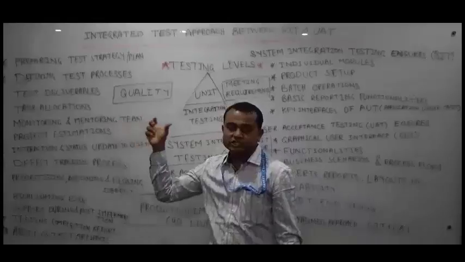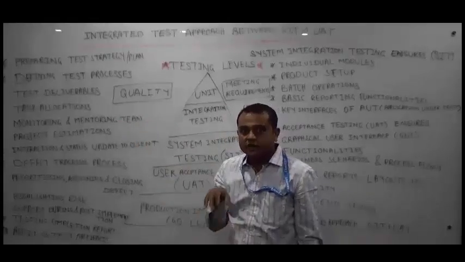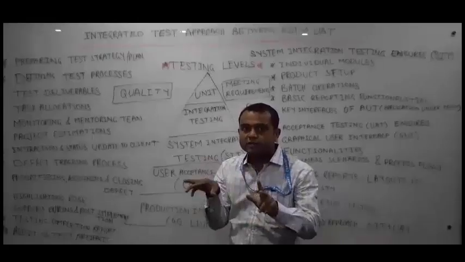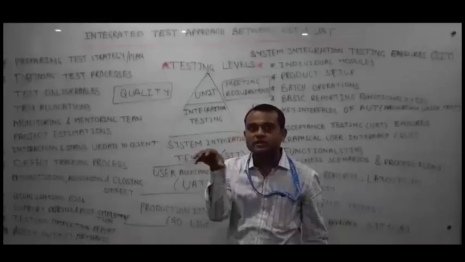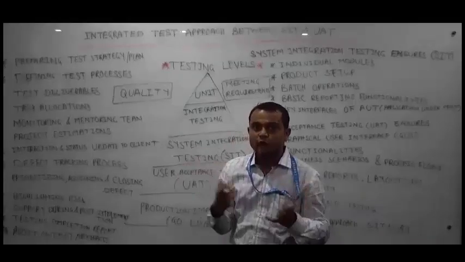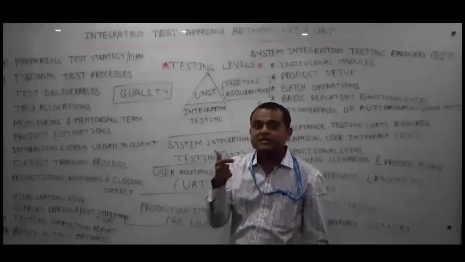Then task allocations. The test manager is the responsible person. He will direct both team leads of SIT and UAT. He will inform them how they should allocate the tasks so that we get the output at the earliest and find the defects at an early stage.